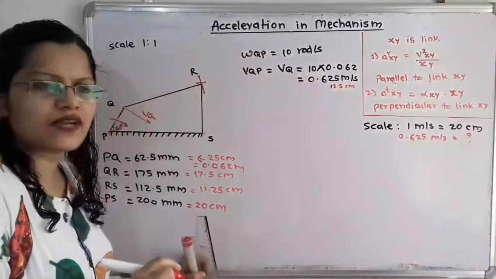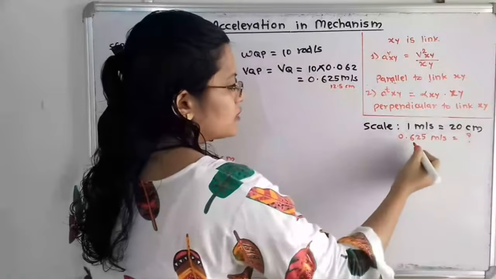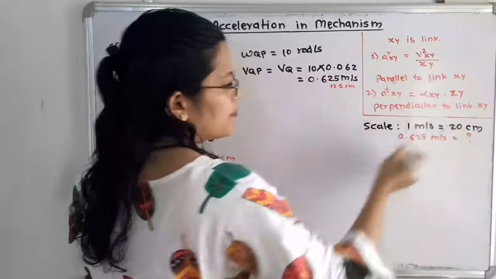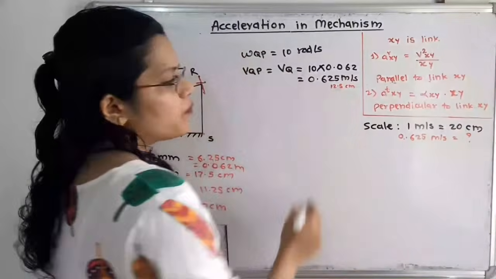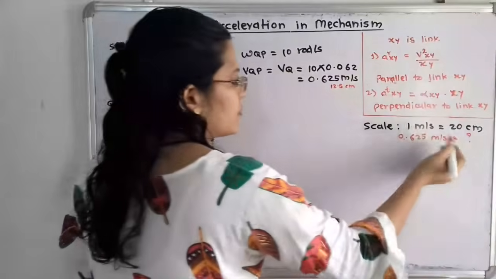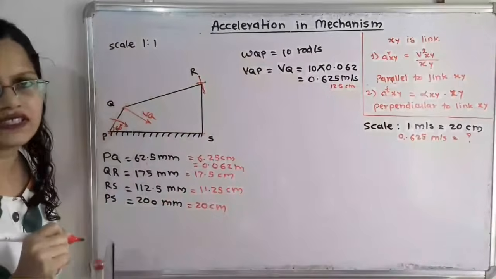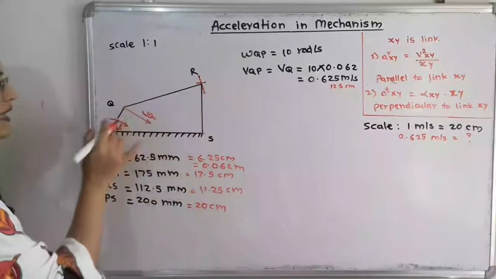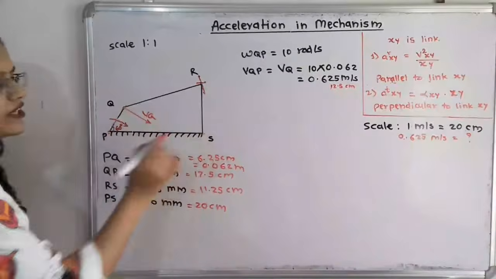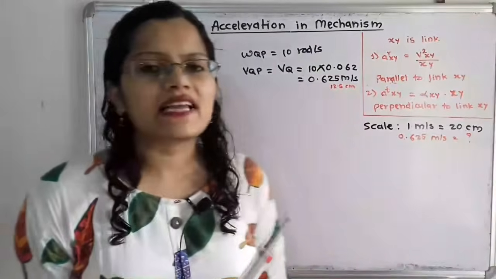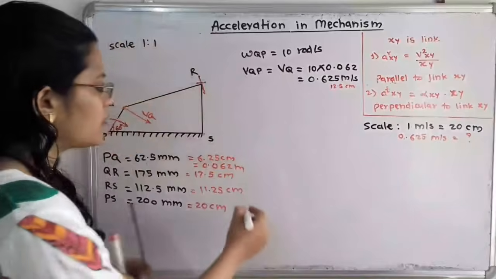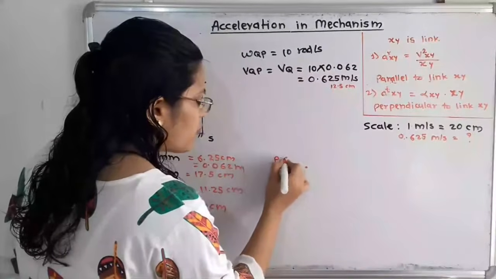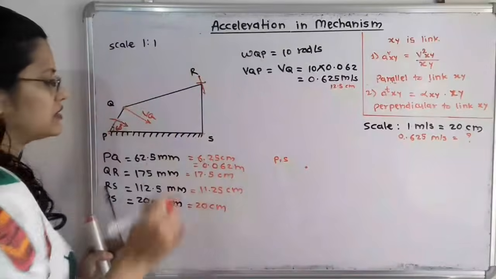So what is the scale that we have to take? We will make here the cross multiplication, that is 0.625 multiplied by 20, which is equal to 12.5 centimeter, divided by 1. So here it will become 12.5 centimeter. If we observe in this space diagram, there are two fixed points P and S. So while drawing the velocity diagram, first I will locate the fixed points. That is, I will use small p and small s for the velocity diagram.